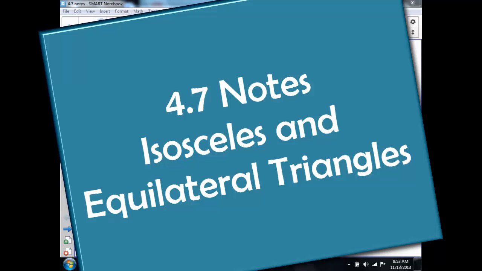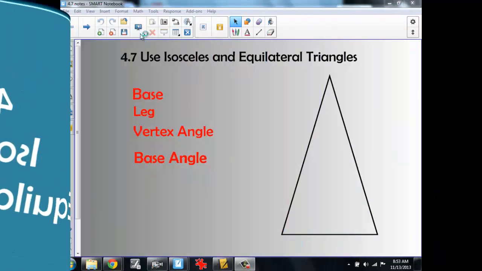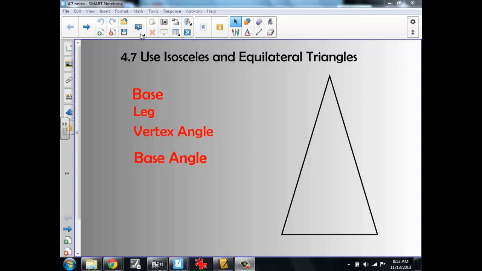Using isosceles and equilateral triangles. We've talked about these some, but we haven't done much for math with them. So today, our goal, at the end of us, you should be able to say, I can explain the base angle theorem for isosceles triangles, as well as I can prove the base angle theorem for isosceles triangles. So you can explain it, you can prove it, and we're going to take a look at that right now.